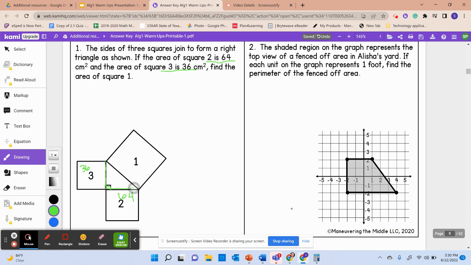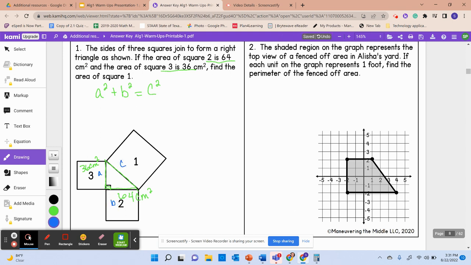Well, this might seem difficult at first until you remember what you know about right triangles. We know the Pythagorean theorem: a squared plus b squared is equal to c squared. Well, here's what else I know: if this is 36 centimeters squared and this is 64 centimeters squared, this could easily translate to be side A, side B, and this one is side C.